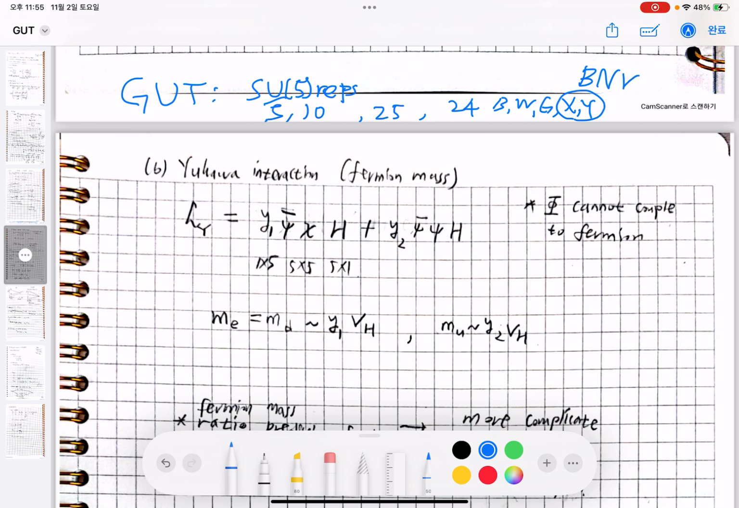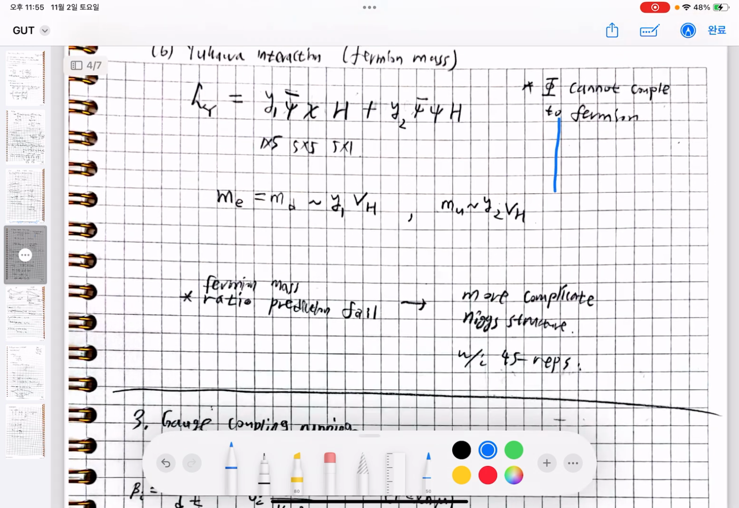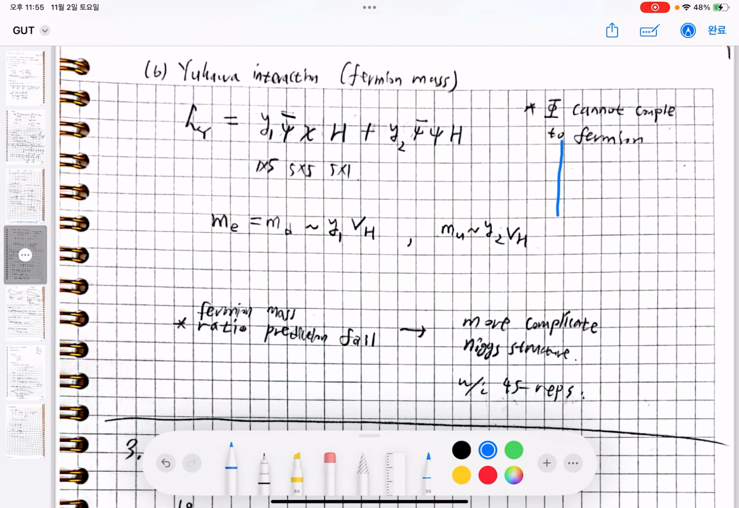In the remaining part, I will talk about the Yukawa interactions for the fermion mass, and second, I will talk about the running of the gauge coupling, so the gauge couplings are unified at the higher scale, and finally, I will talk about the non-minimal GUTs, such as SO(10) and SUSY GUT.